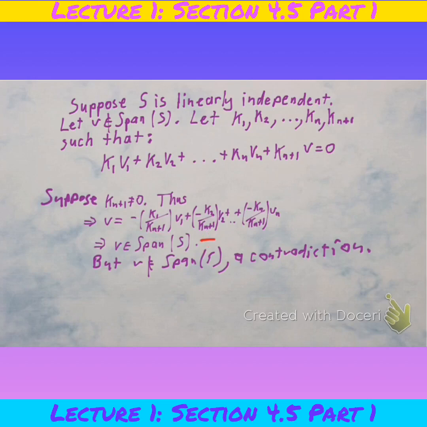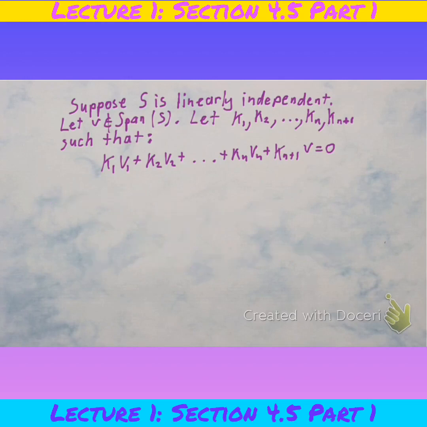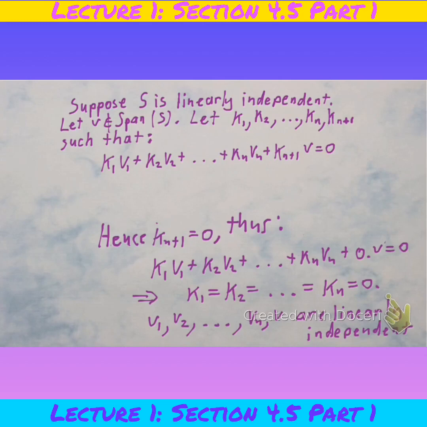But we said previously that V is not in the span of S. So therefore, we have a contradiction. So it implies that kn plus 1 must be 0. Right, so what is the implication of that?